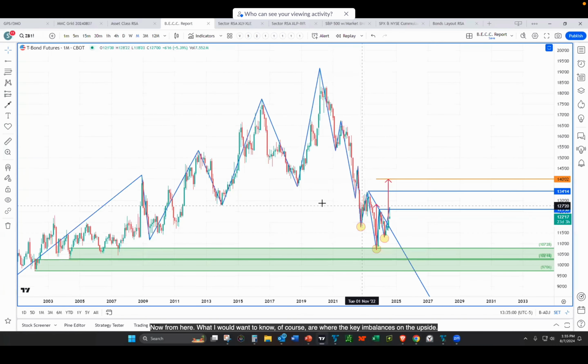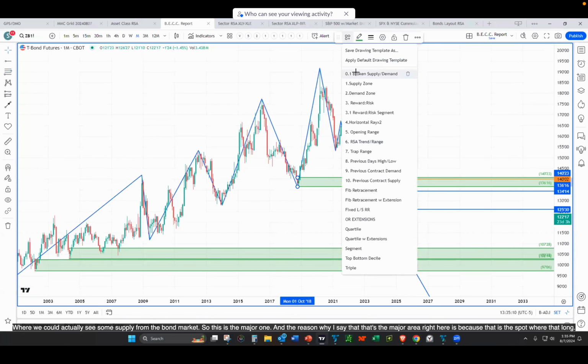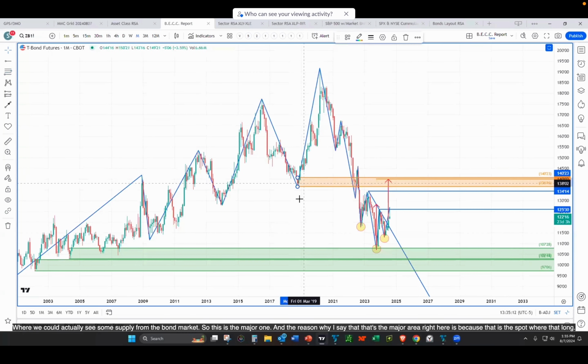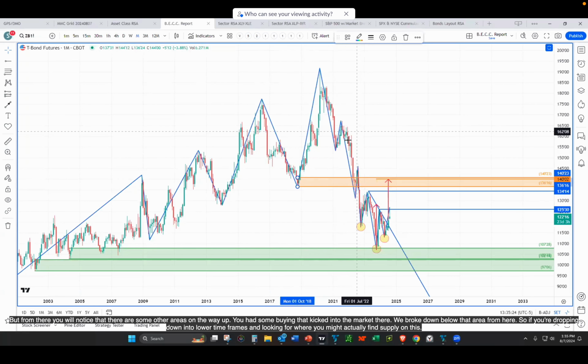Now, from here, what I would want to know, of course, are where the key imbalances on the upside are, where we could actually see some supply from the bond market. So this is the major one, all right? The reason I say that's the major area right here is because that is the spot where that long was confirmed and terminated below that monthly swing low. That took place back here in August of 2022.